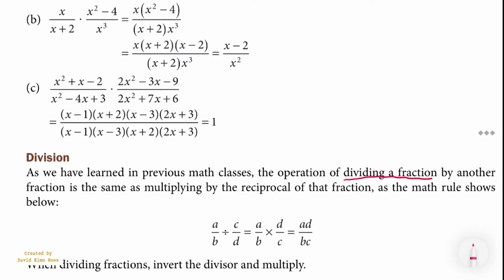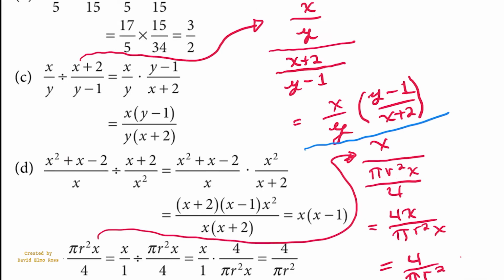When you divide a fraction, it's really the same as multiplying by the reciprocal. So a/b divided by c/d is the same thing as a/b times the reciprocal of c/d, which is d over c. And this gives you ad over bc. Let's take a look at a couple of examples of division, where we have x over y divided by x plus 2 over y minus 1. Now by multiplying by the reciprocal, we just flip these over and multiply, and this is the result that we get as a final result for this expression here.